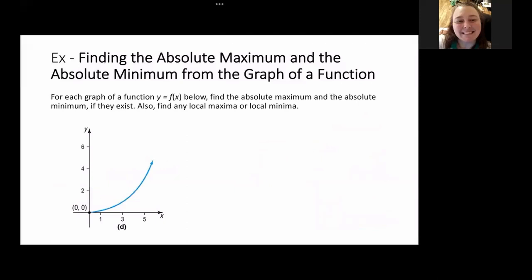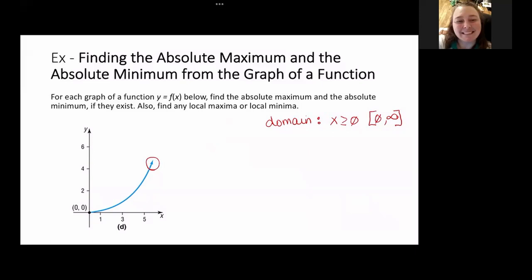Okay, let's look at D. We should be getting pretty good at these by now, right? Domain. Okay, we don't have any open circles, but we have an arrow, okay? So what you have to say is x is greater than or equal to 0. Or you can say on the domain 0, infinity, square bracket.